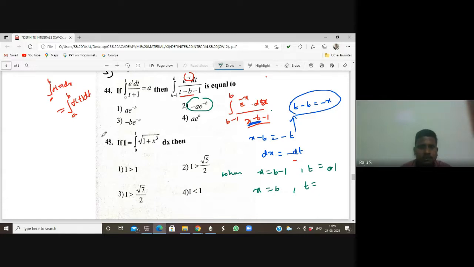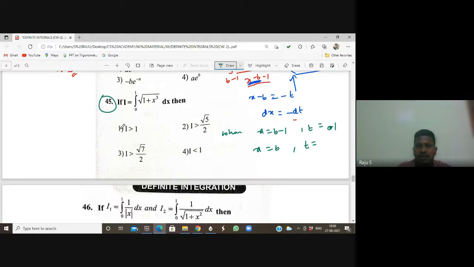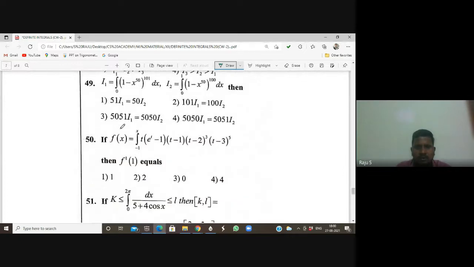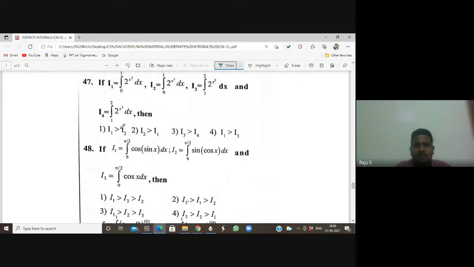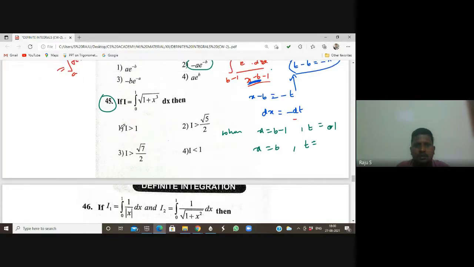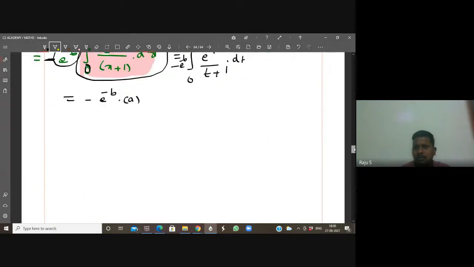That's all. Coming to question number 45, at first, this is inequalities. I think 3 to 4 questions are there on inequalities, all are easy. This inequalities concept is easy. For example, here I is greater than 1, I is lesser than 1. So how to evaluate these values? Simple, students. According to the interval, lower limit and upper limit, that is called an interval. So what is the interval they have given indirectly?